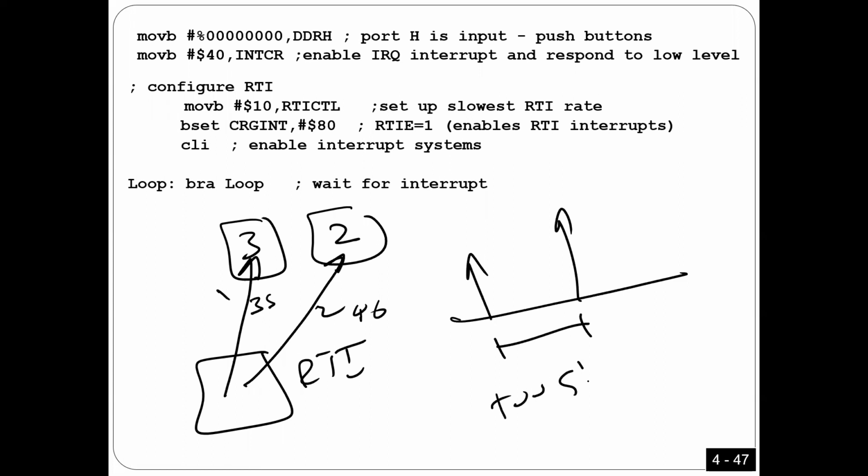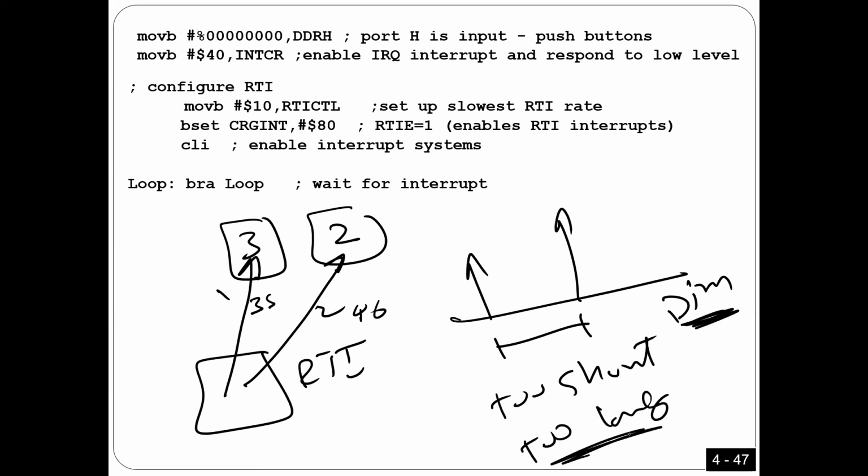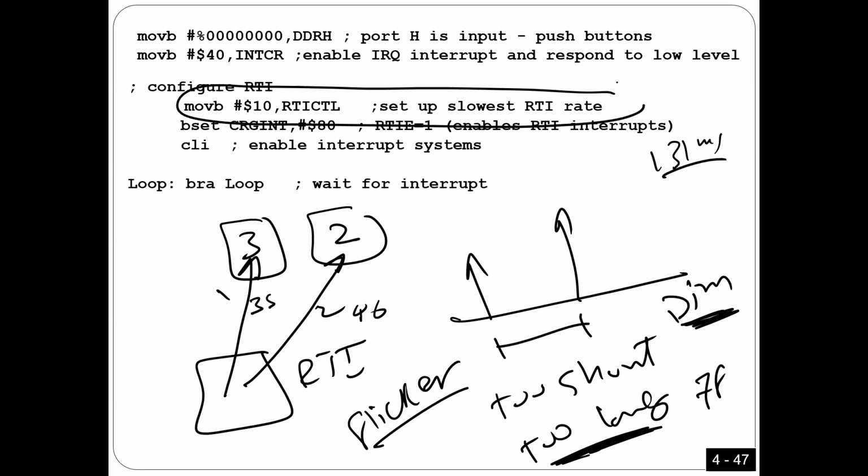So you have to make sure the time between each 2 interrupts, as I said before, should not be too short. Otherwise, they are going to become dim. Also, it should not be too long, because if we use 7F, which is 131 milliseconds, this is a long time, and you will see flicker. That's why, if you look here, guys, I used number 10 instead of 7F. I explained it before anyway.